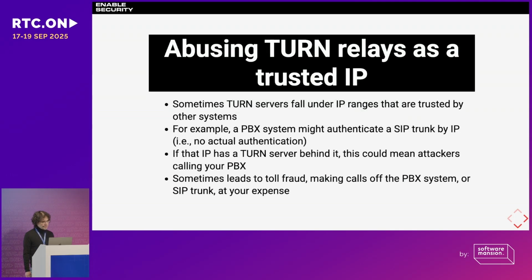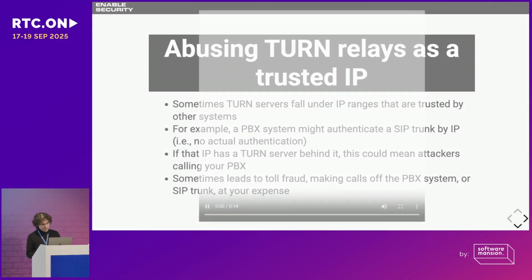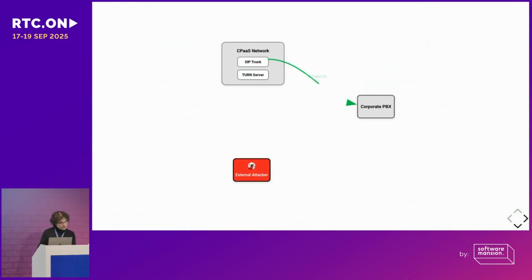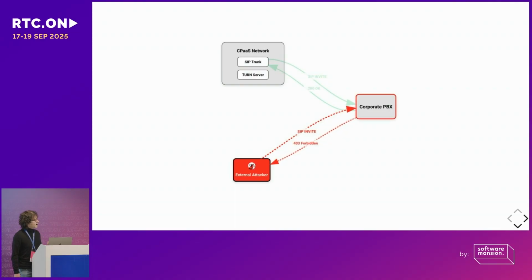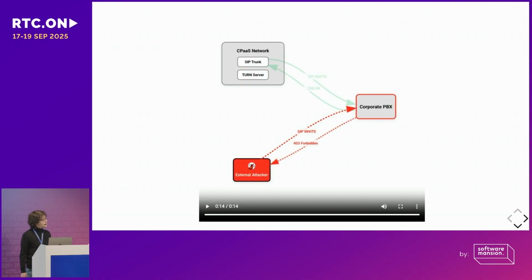And finally, I wanted to mention that in the last 2-3 years, we've been using or abusing TURN servers during our penetration tests as a trusted IP. And I'll explain it with some quick videos. So here we have SIP. You might have a CPaaS network, and it has both a SIP trunk and a TURN server on the same network. And the attacker wants to make calls through a corporate PBX, for example. And the corporate PBX has IP whitelisting or IP authentication, which is not really authentication, in my opinion.